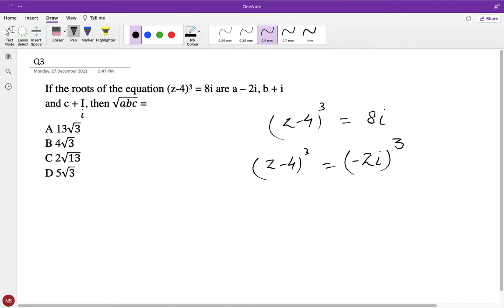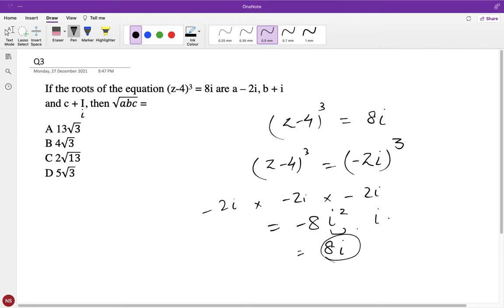Because minus 2 cube is minus 8, and iota cube is what? Iota square into iota. Iota square is minus 1. So this is right. Minus 2 cube is minus 8. Iota into iota is iota square into iota. Iota square is minus 1. So this becomes 8 iota. So I can write 8 iota is minus 2 iota whole cube.